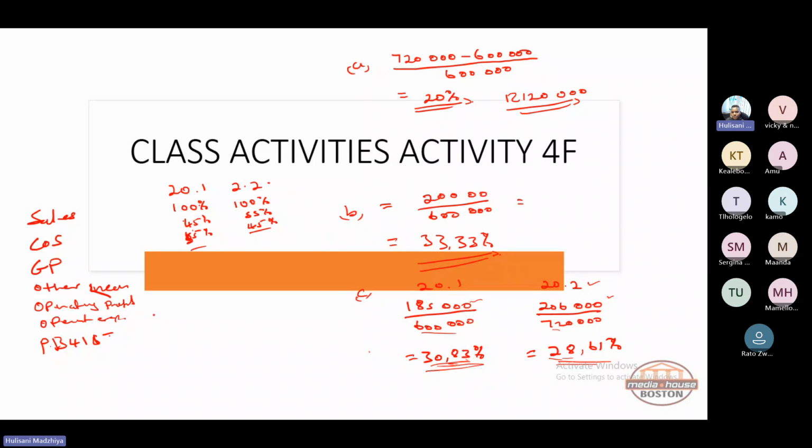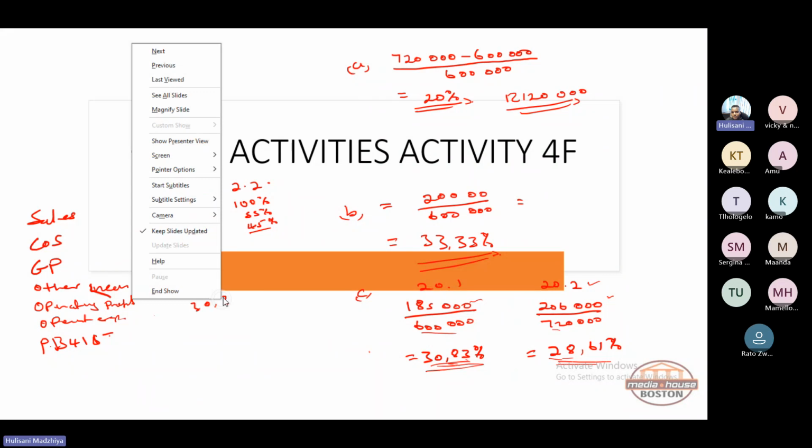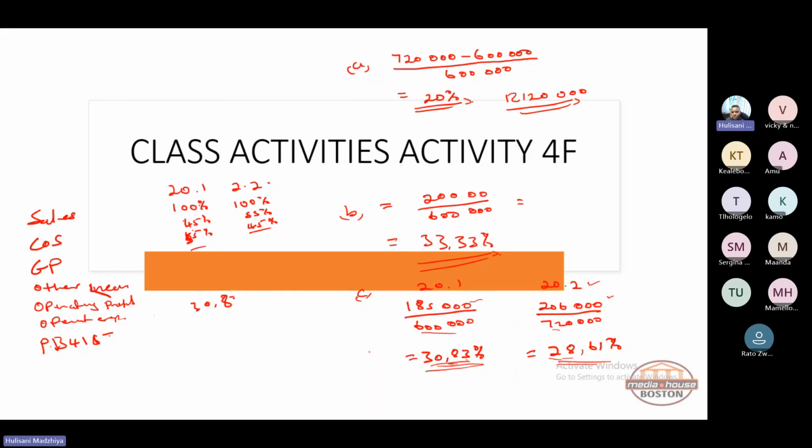Same applies to these operating expenses. So here on operating expenses, we've got 30.83 and 28.61. So this means that when we calculate our profit before interest and tax, here we expect it to be low, here we expect it to be high, because here we spent more in terms of expenses, and here we spent less in terms of expenses.